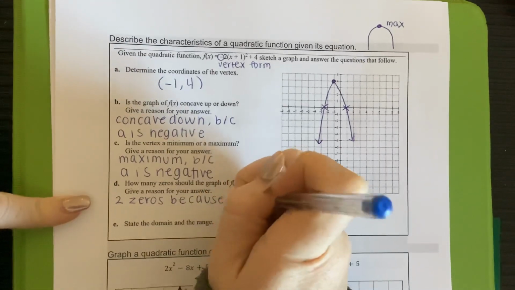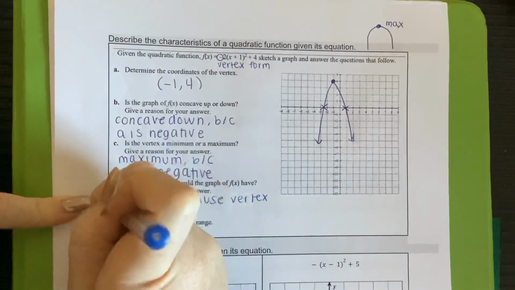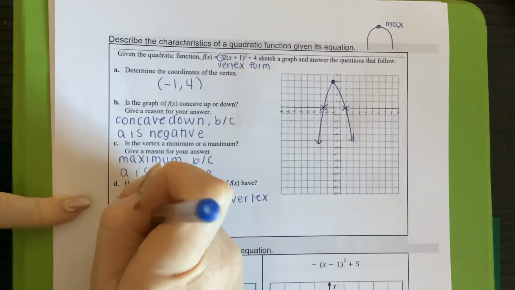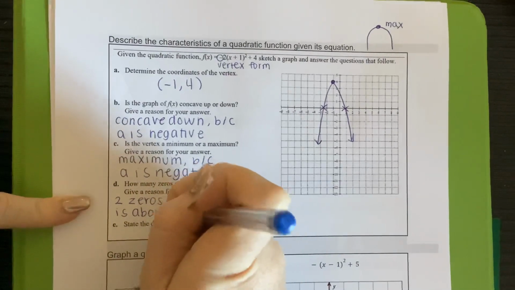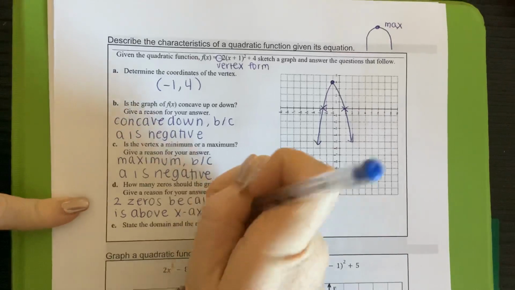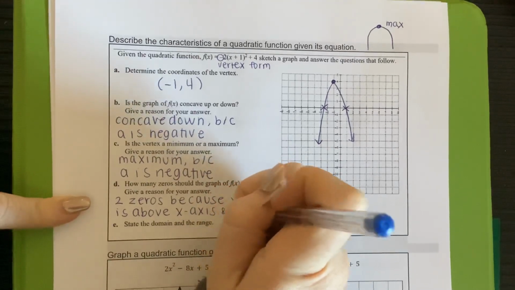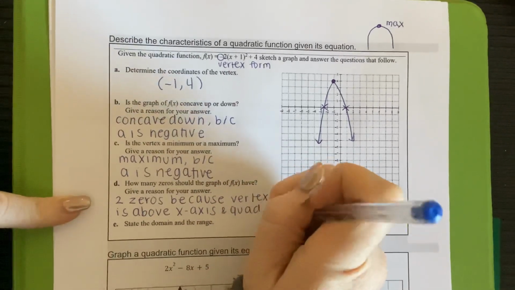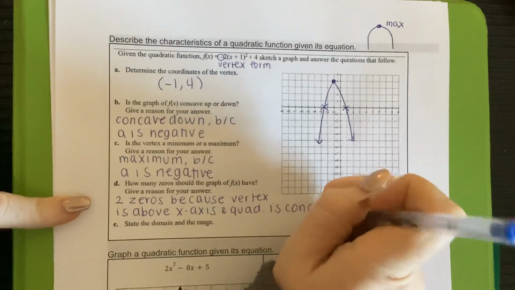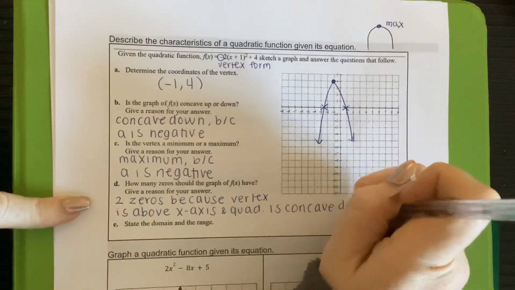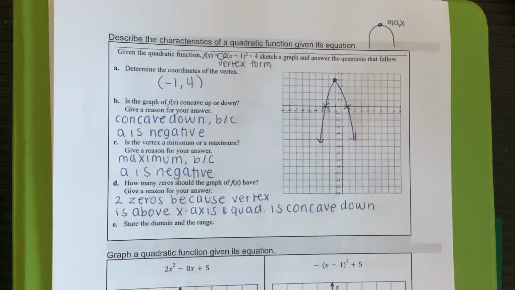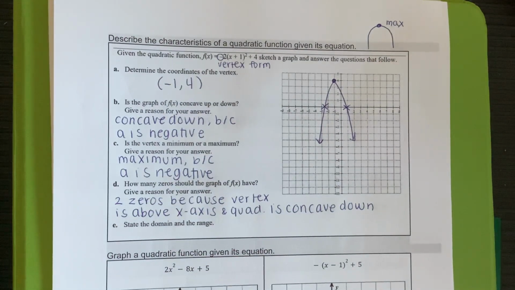Because your vertex is above the x-axis and the quadratic is concave down. Okay, your wording doesn't have to be exact, but you need to be in that ballpark. Like, you need to show that you have an understanding as to why exactly it is the way that it is.